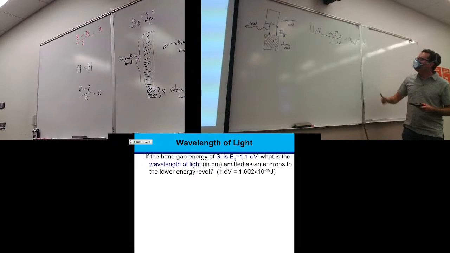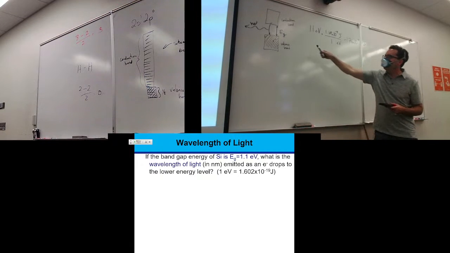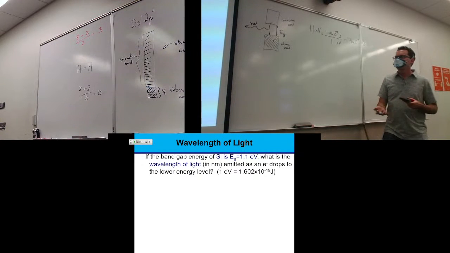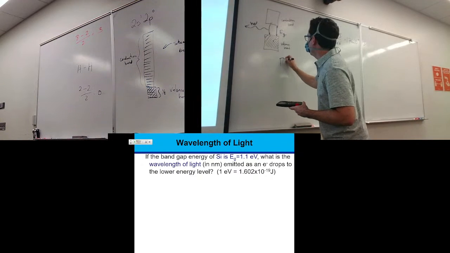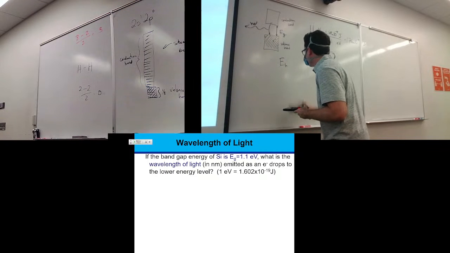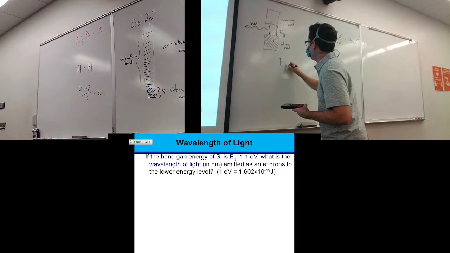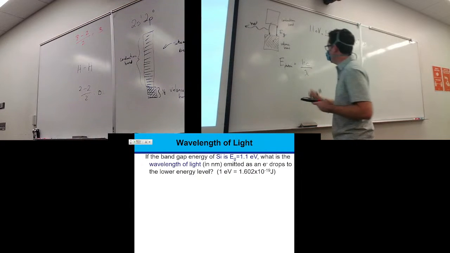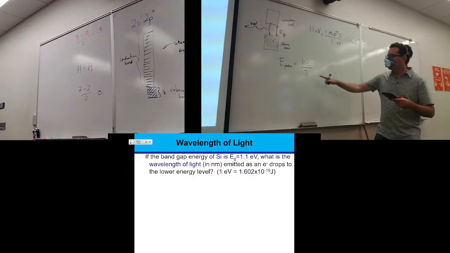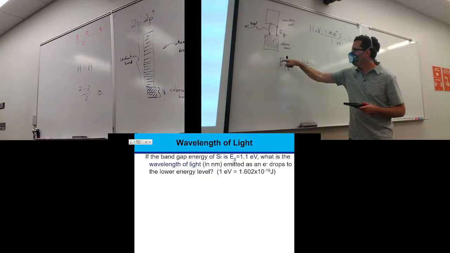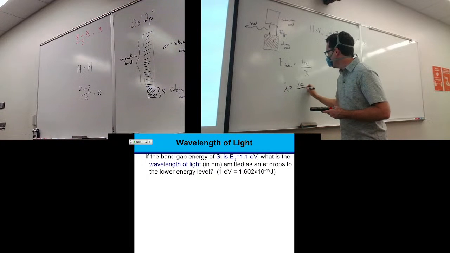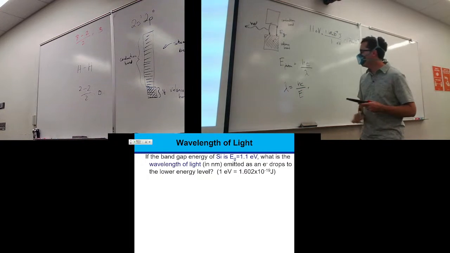Now this is the energy of the band gap. It'll be the energy of the photon that is emitted. And so if the energy of the photon is that, the energy of a photon is equal to Planck's constant times the speed of light divided by the wavelength. I'm just going to rearrange this. I'm going to put wavelength up here, energy of the photon down here. You could plug things in first if you want.